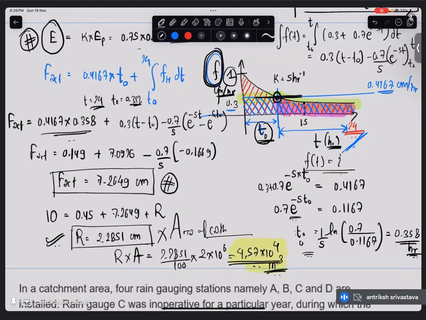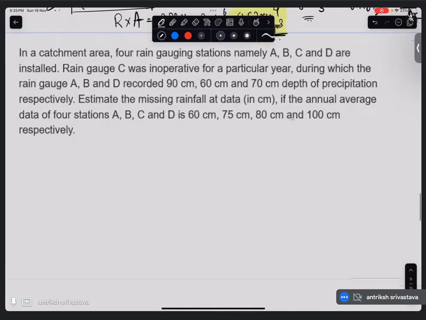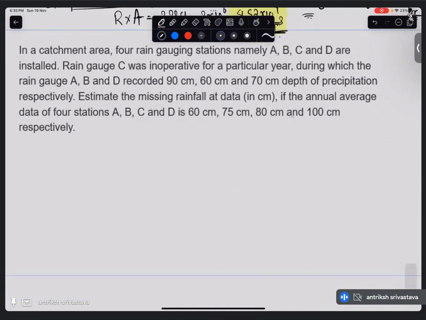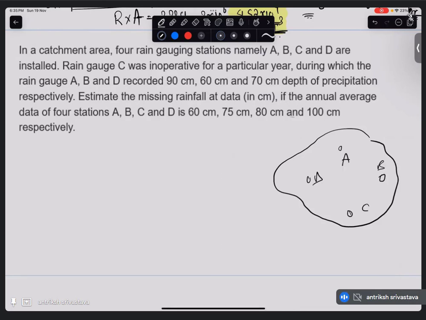Is everything clear in this question? Yes, sir. Okay, right. Let's go to the next question. This is also a little bit conceptual question. In a catchment area, four rain gauging stations, namely A, B, C, D, are installed. So this is our catchment area, A, B, C, D.